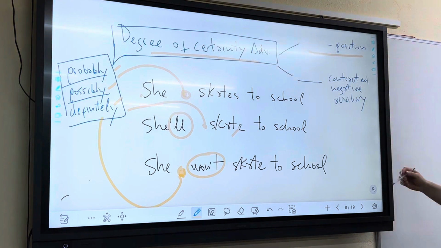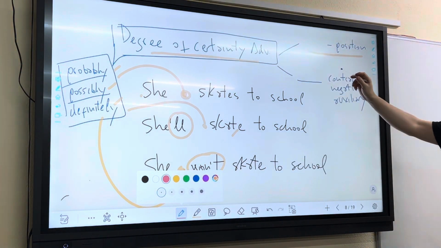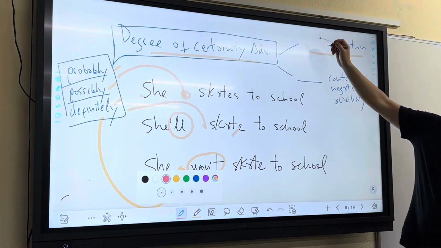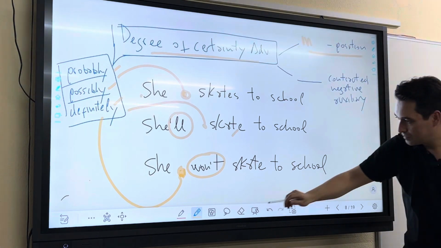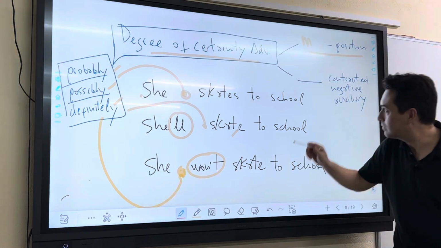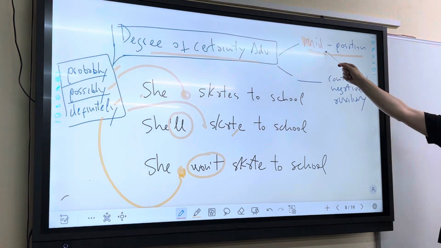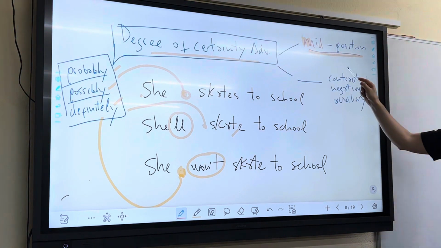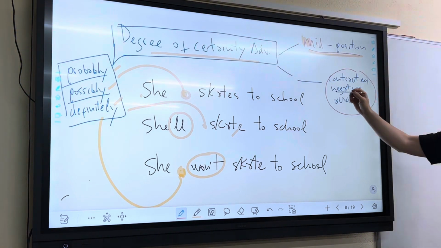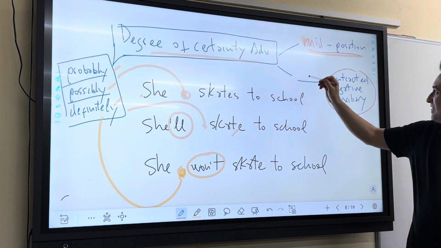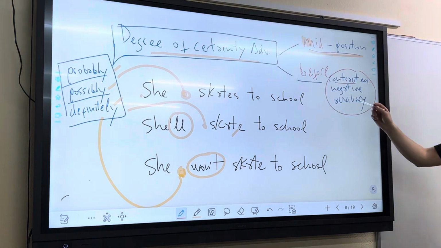Okay, let's do it right now. Sophie, thank you for the question. Now, degree of certainty adverbs. So normally they go in which position? In mid position. Normally, mid position. However, when you have a contracted negative auxiliary, what position do they have? Before it, yeah? Before the contracted negative auxiliary.